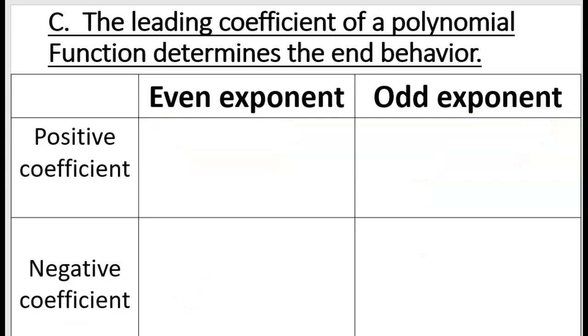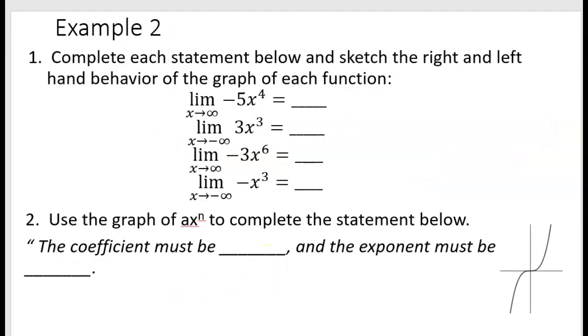Okay? So let's go ahead and take a look at an example here. So last time we did this type of a problem, we were looking at graphs. But for number one, I'm not giving you a graph. I'm just giving you the function. But that's all that you need. Okay? So number one says, complete each statement below and sketch the right and left-hand behavior of the graph of each function. So using your table, here's what I want you guys to do. Let's start by sketching the picture first. I want you guys to notice that my coefficient is negative and my exponent is even. What does the left and right-hand sides look like? Well, look at your chart. See if you can figure it out.